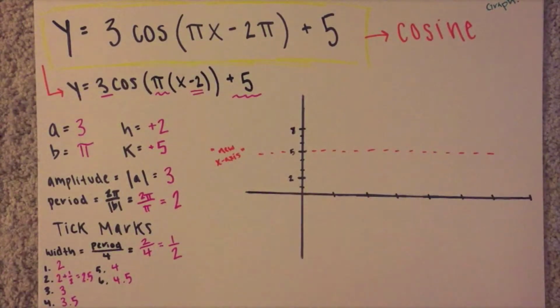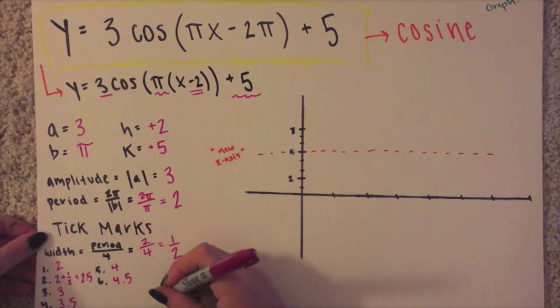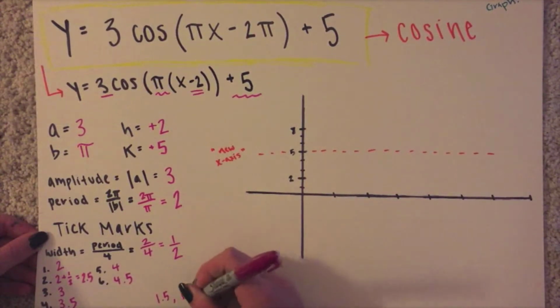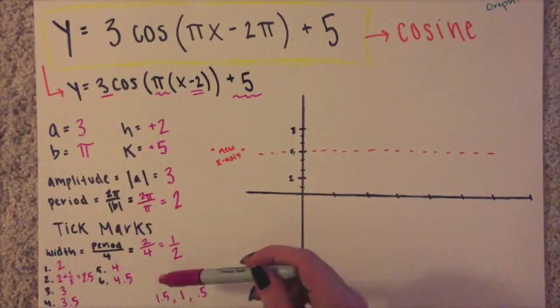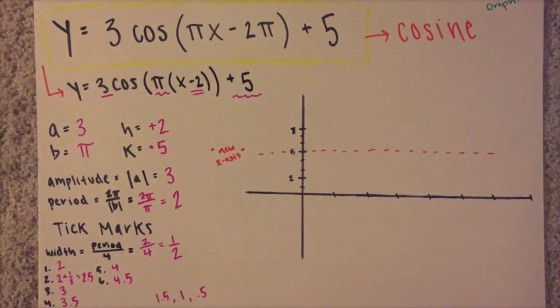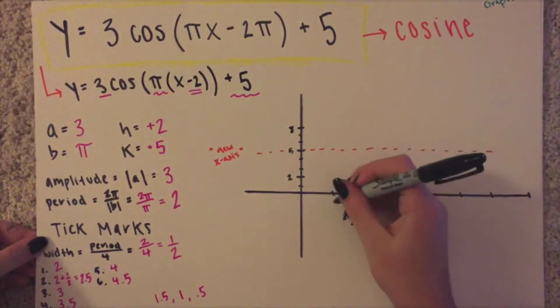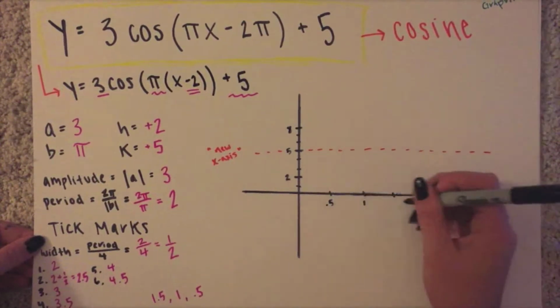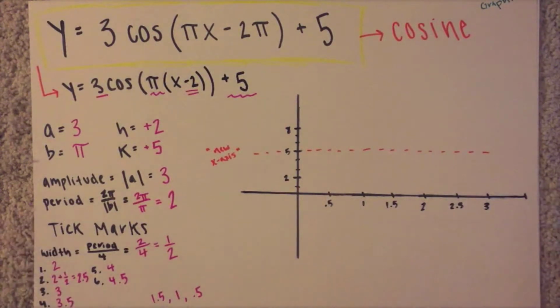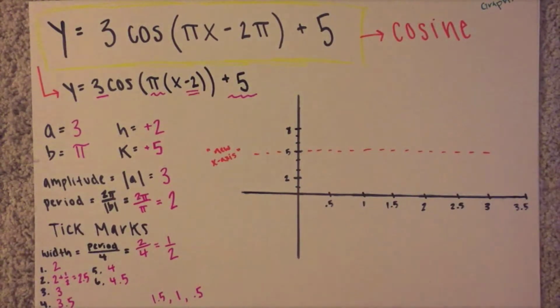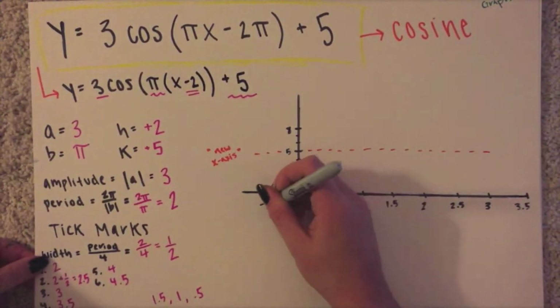So now we are just going to label the x-axis with our tick marks that we found. And what you can also do, since 2 is far away from the origin, is subtract your tick mark width, which is 1/2, to get as close as you can to the origin in this case. So subtracting 1/2 will give us 1.5, 1, and 0.5. And then we're going to go ahead and label from there, starting with our lowest tick mark value.